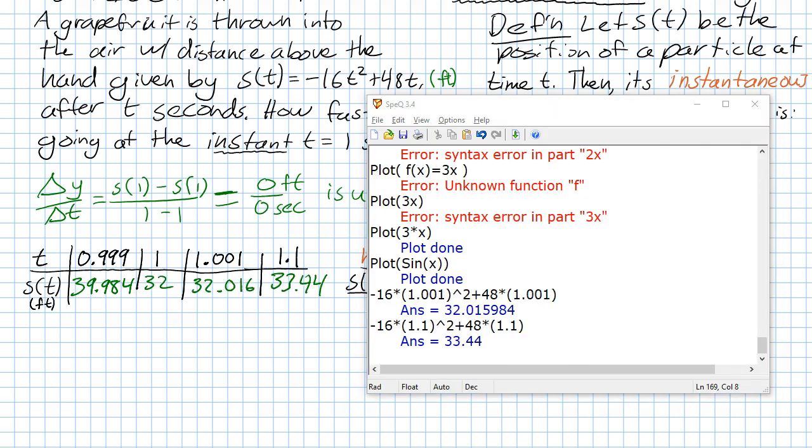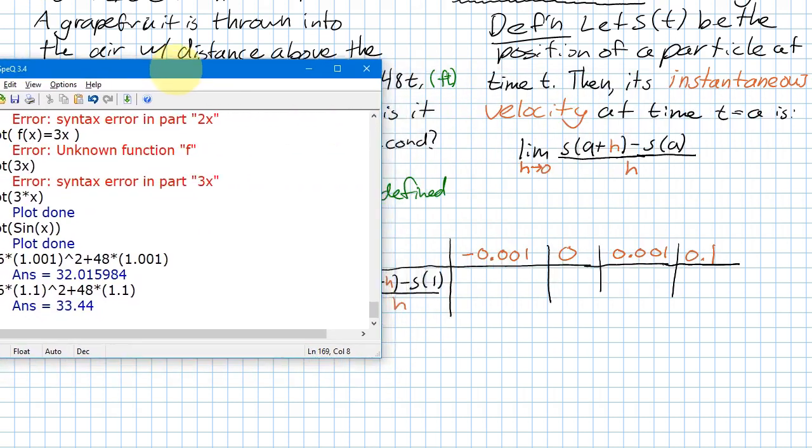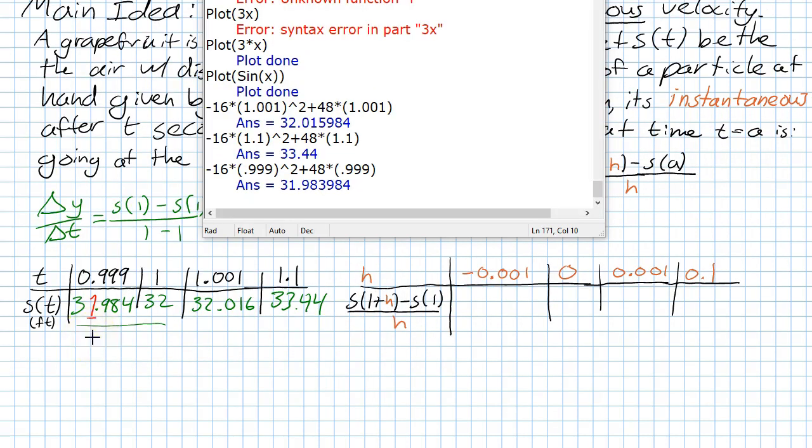Okay, here's what I got for these other values for the height. Also, I keep pausing it. Sorry if this ends up being edited really badly. But anyways, I made a mistake. I wrote down 39.984 here for some reason, but it was really 31.984.